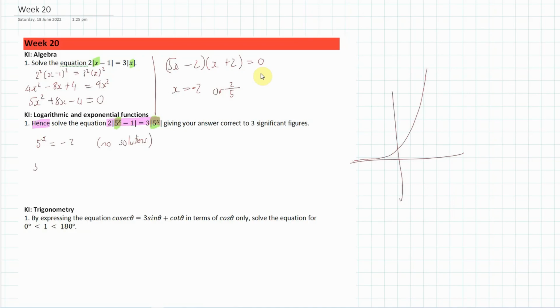The other option is 5 to the x is equal to 2/5. And all we're going to do there is go log base 5 of 2/5 is equal to x. And I get negative 0.569 as my answer to 3 significant figures. So that was quite an easy one, really, wasn't it?